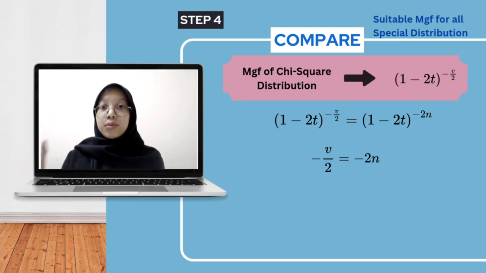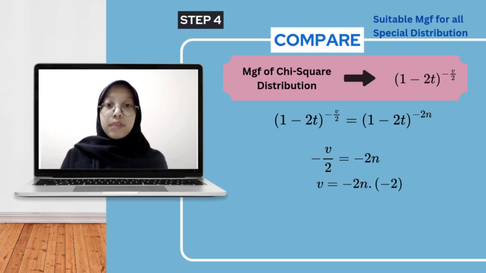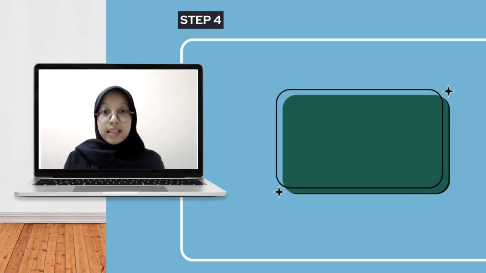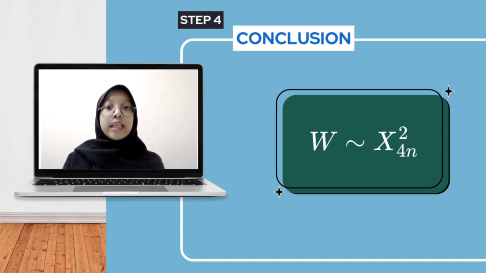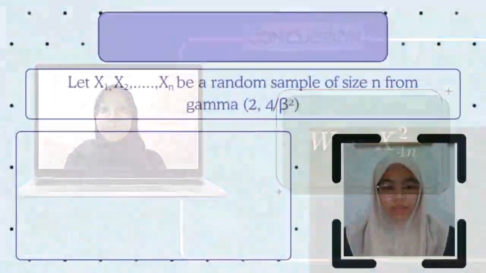So, from the comparison, we need to find the degree of freedom, which is B. After the calculation, we obtain that B equals 4n. Lastly, we can conclude that W follows a chi-squared distribution with degree of freedom of 4n. Therefore, the answer is shown.